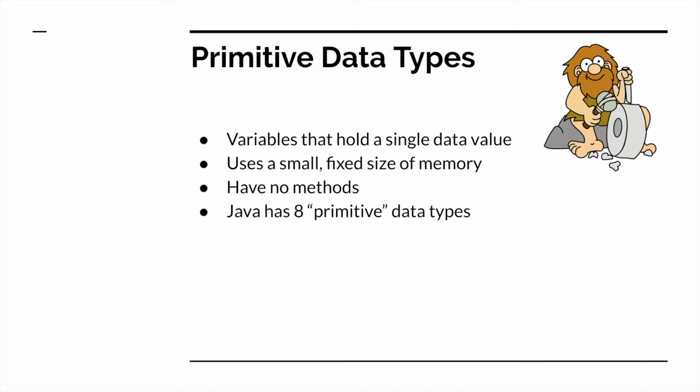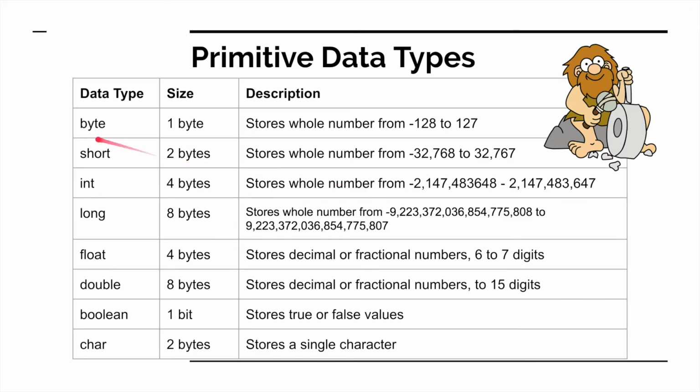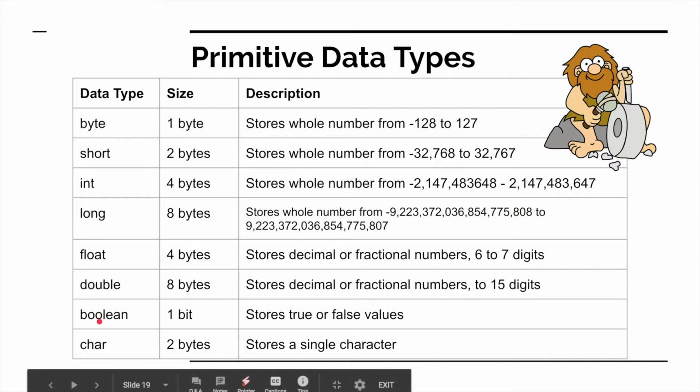They are a small, fixed size of memory, so when we tell the program to remember a certain variable, the program automatically knows how much memory or space it needs to allocate to save that variable. Again, it has no methods or functions to it, so it is literally just the data value itself. And there's 8 of them. There's the byte, short, int, long, float, double, Boolean, and char.